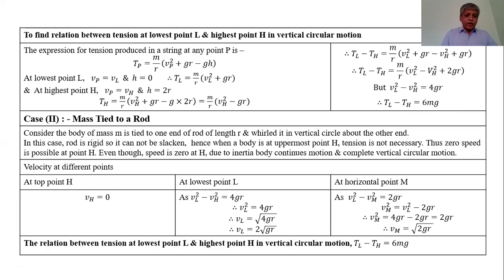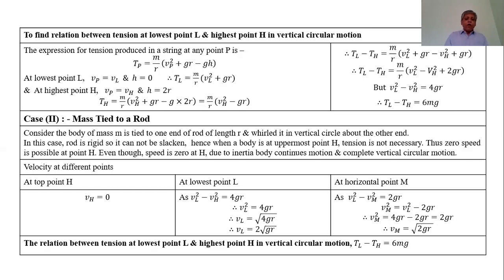Now, case second: if the mass is tied to a rigid rod instead of a flexible weightless string, we assume a rigid rod which has negligible mass, and the mass tied to such a rigid rod is whirled in a vertical circular motion about the other end. At that time, what will be the speed at different positions can be found out.